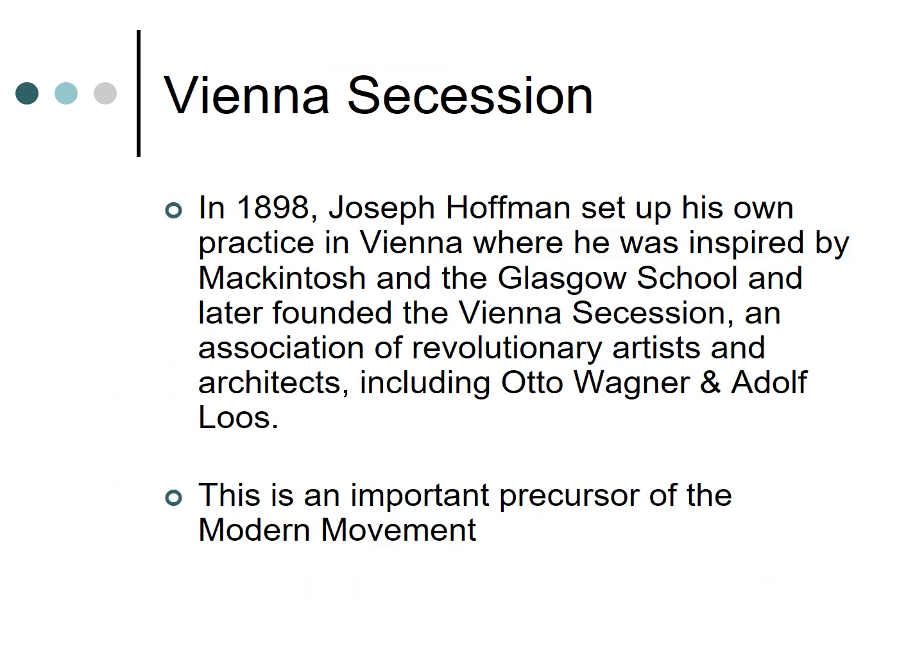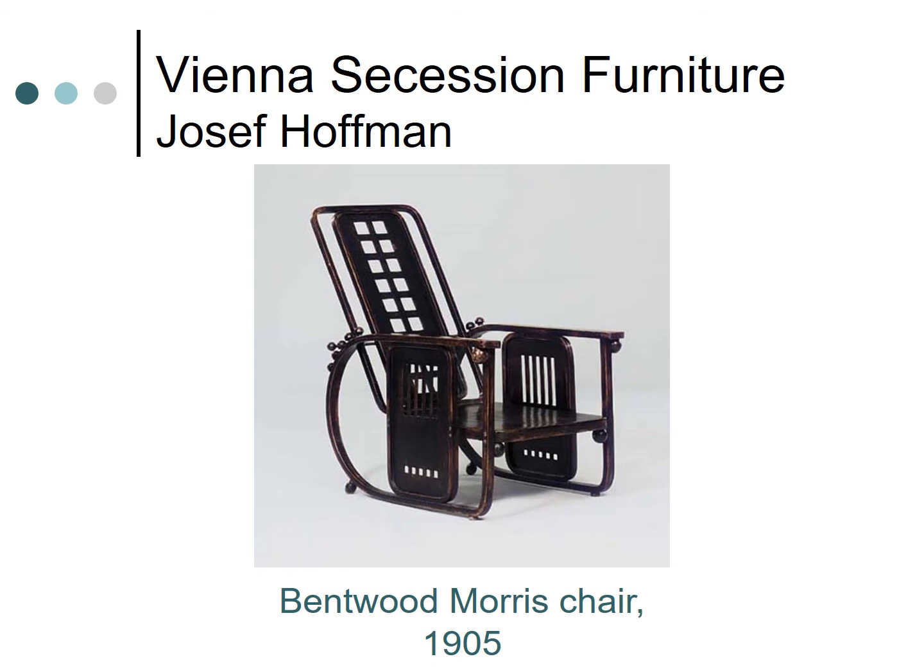Joseph Hoffmann was really the spearhead for this whole secession and set up his own practice in Vienna. He was very much inspired by Mackintosh and the Glasgow School, which again was still part of the Art Nouveau period, but Mackintosh being a bit of an early modernist as well. Joseph Hoffmann carried those ideas over to the Vienna Secession as well. We've seen this chair before. His buddies and revolutionary artists associated with during that time were Otto Wagner and Adolf Loos.